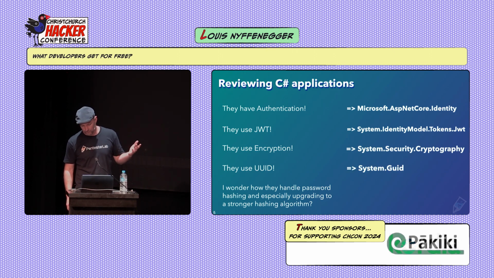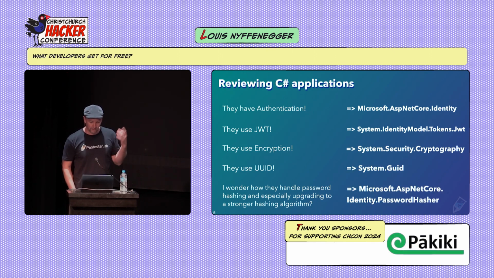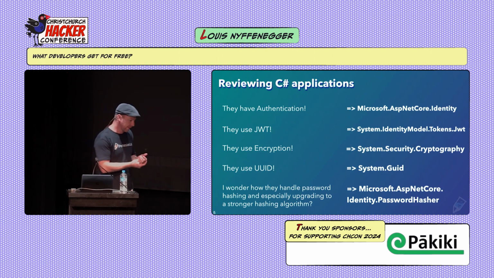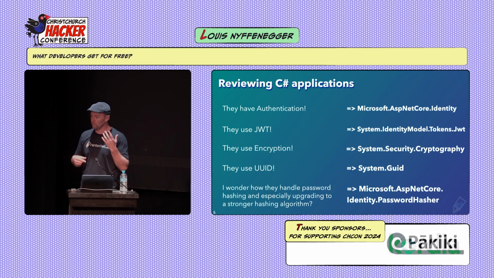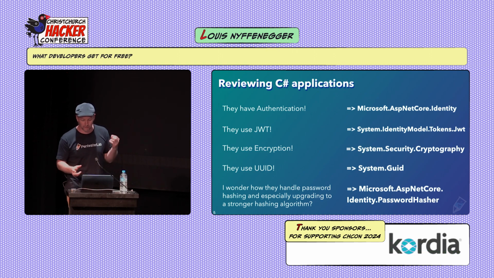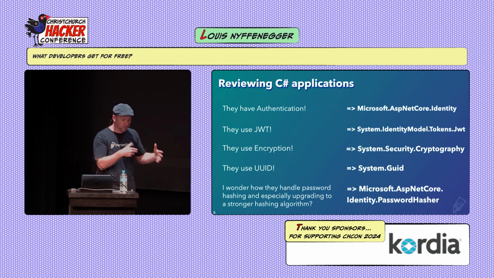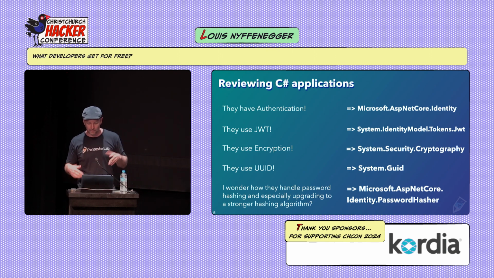System.Guid, again for free. And how do they do password management, how do they hash passwords, and how do they upgrade them when they need a new hashing algorithm because something is weak in the previous one? How do they automatically upgrade those? Oh, they use the Microsoft ASP.NET Core Identity password hasher.